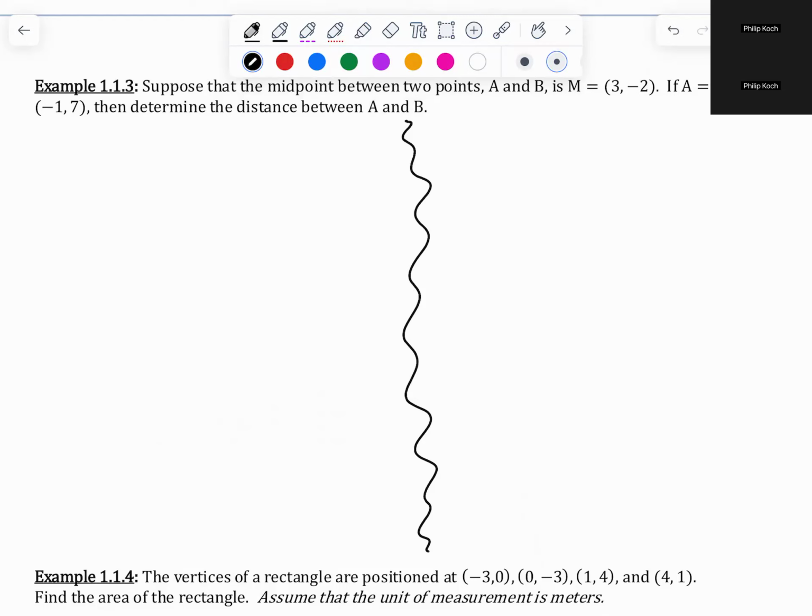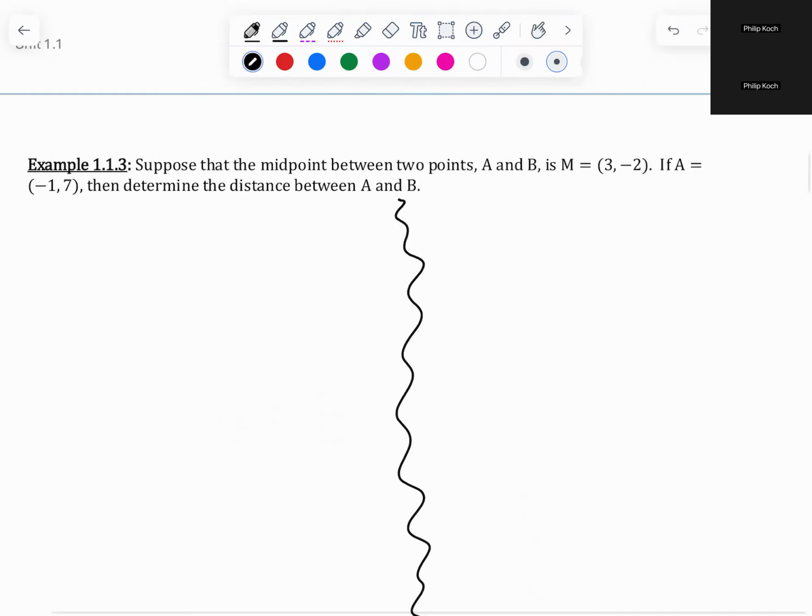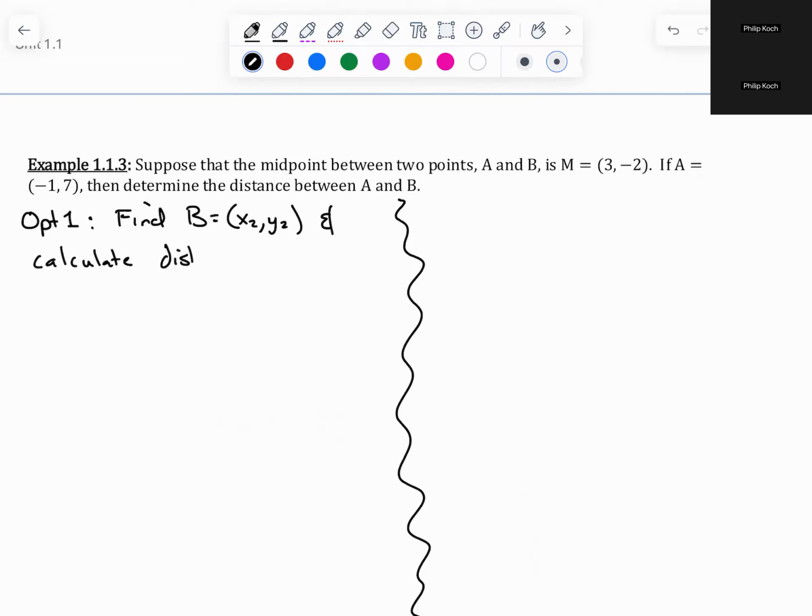So let's just call it B. So this is option 1. Find B, which we're going to rewrite as x sub 2, y sub 2, and then calculate the distance. Have A. A is equal to -1 comma 7. That's my x sub 1, y sub 1.